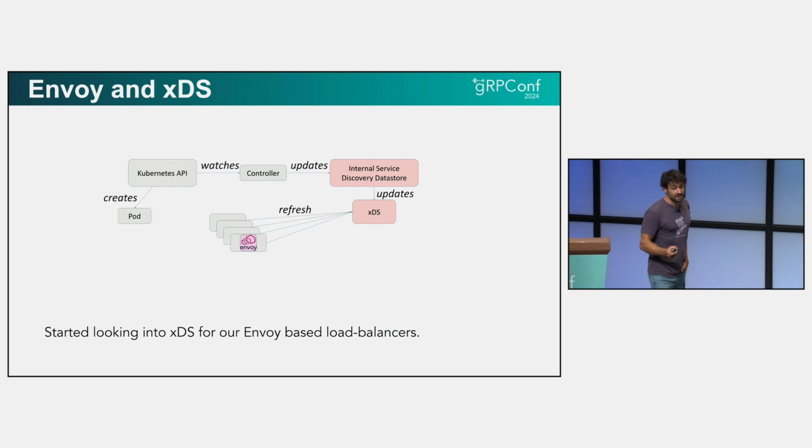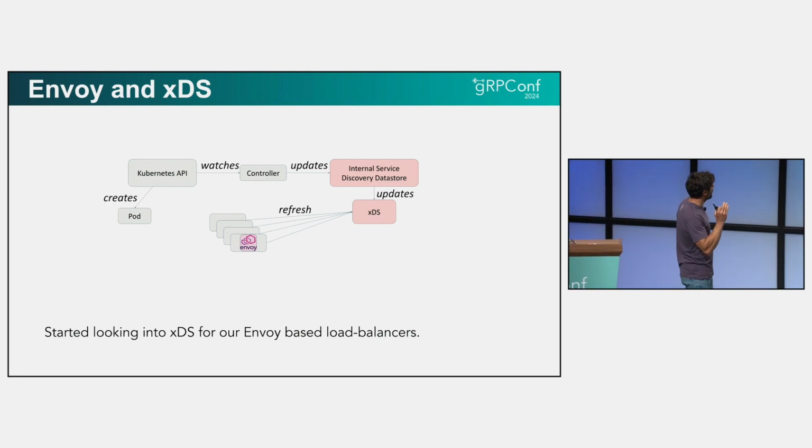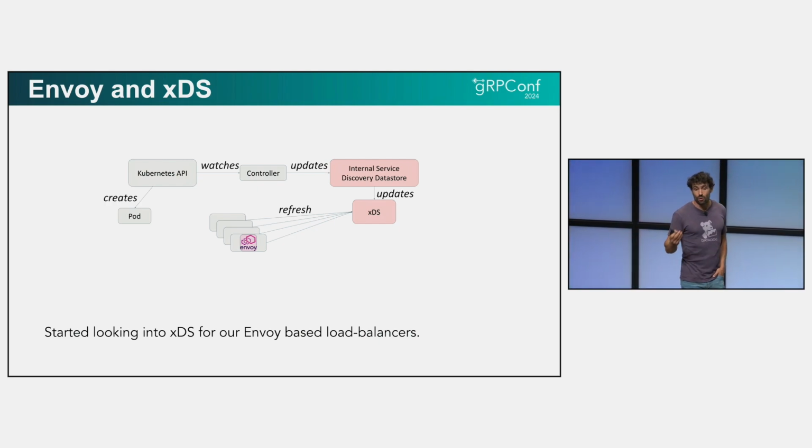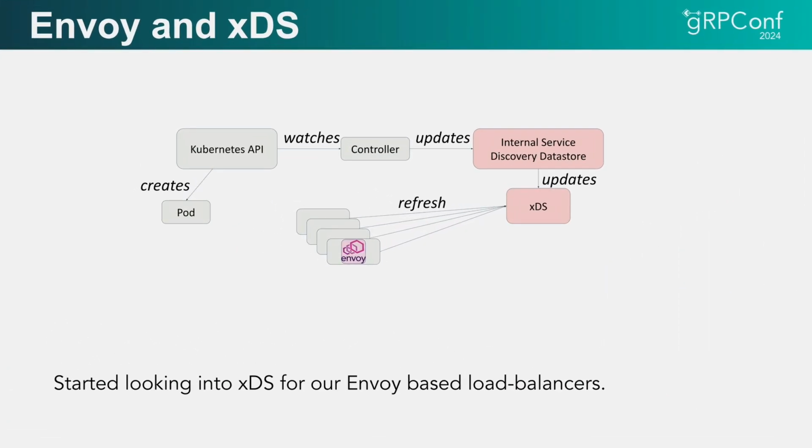And finally, this lets us start experimenting with delivering the updates through a different protocol. In the case of Envoy, which we used for standalone proxies, this meant xDS.